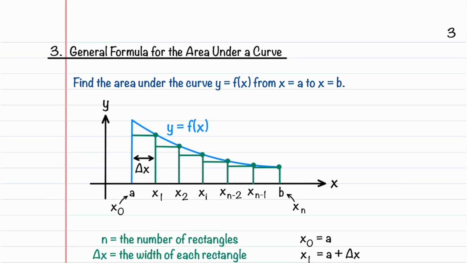Let's learn about the general formula that we can use to find an approximate and exact area under a curve. We are going to find the area under the curve y is equal to f of x. That curve is shown down here in our graph. And we're going to find the area from x is equal to a. That's down here on our left. And then we're going to go to x is equal to b, which is down here on the right.